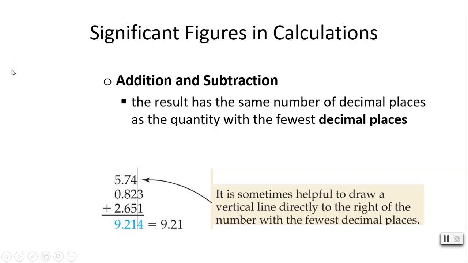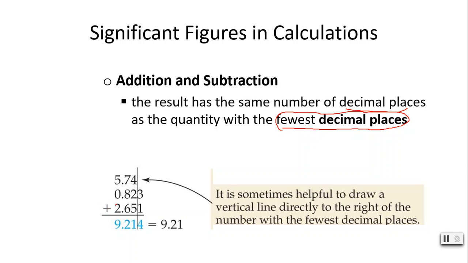When you do addition or subtraction with particular measurements, the rule for your final answer in significant figures is that your answer, your result, has to have the same number of decimal places as the number or the measurement with the fewest decimal places. Okay? So it's all about fewest and it's all about the decimal with addition and subtraction. So in this example, I have three numbers here, and I'm going to add them.